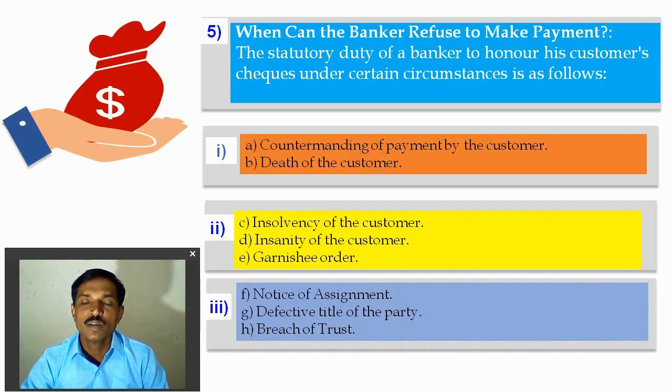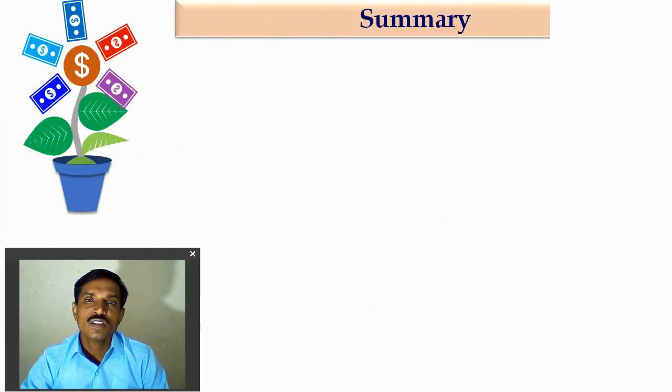Notice of assignment, and defective title of the party: where a certain person is not mentioned, or there is any defect in the check. Breach of trust, the end of the contract between the trust and the customer, and the end of the contract between banker and the customer: at that time the bank can refuse to make payment and protect himself. So these are the points we discuss in this lecture.